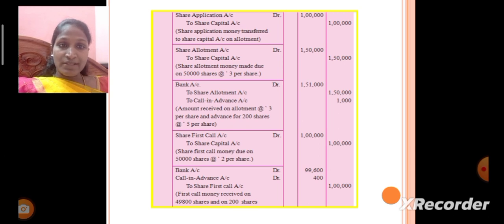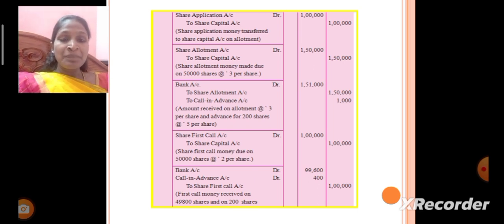Next, share first call account debit to share capital for the due entry, rupees 1 lakh. Here the calls in advance amount has to be deducted because he had paid the call money along with the allotment money. So calls in advance account debit to share first call account, rupees 1 lakh we have to receive. So we have already received the money in advance.